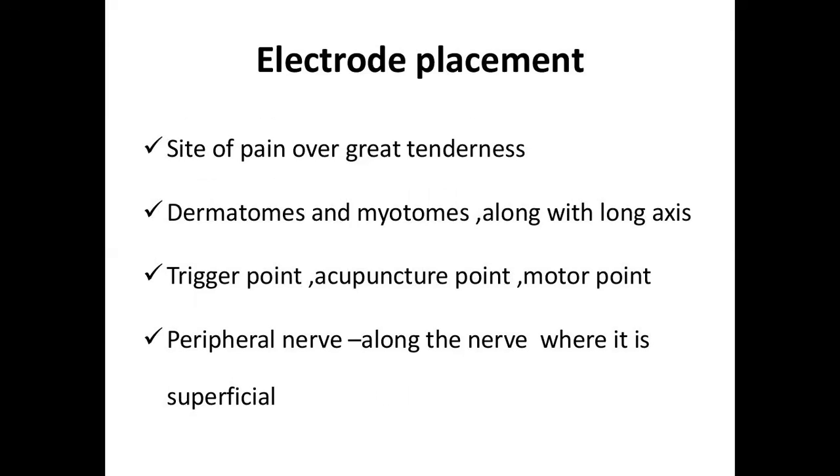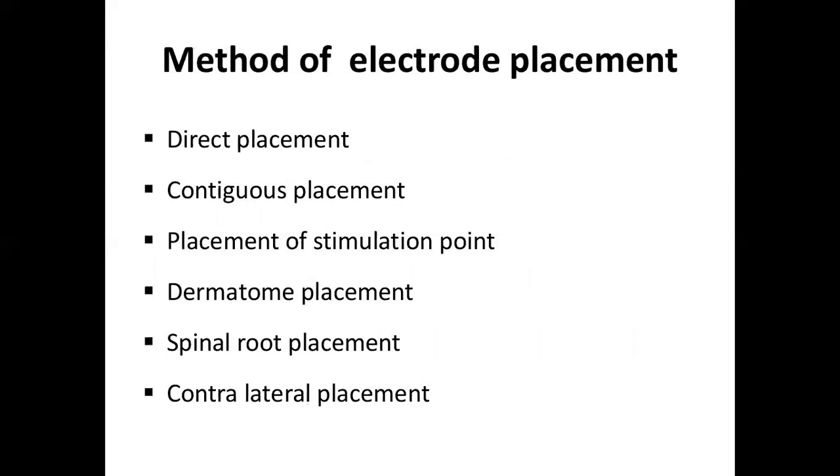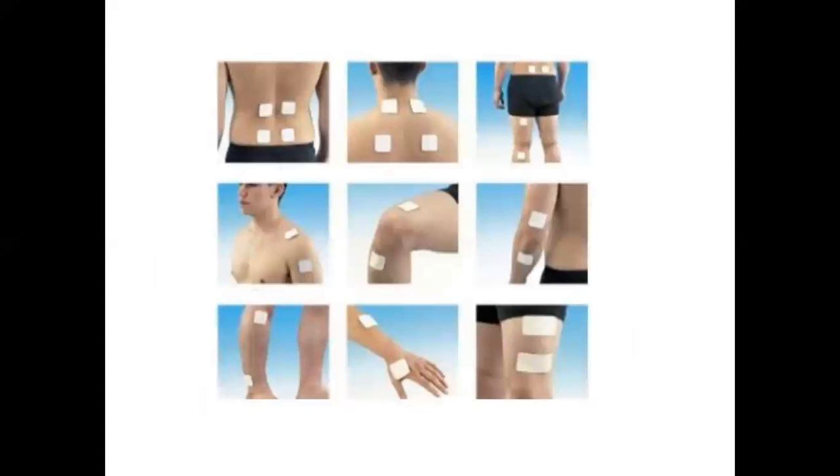Electrode placement: at the site of pain or over great tenderness, along the dermatome and myotome, and along the long axis. We will see the electrode placement in the pictures: trigger point, acupuncture point, motor point, and peripheral nerve, along the length of the nerve where it is superficial. Methods of electrode placement are direct placement, contiguous placement, stimulation point placement, dermatome placement, myotome placement, spinal root placement, and contralateral placement. Here are some examples.